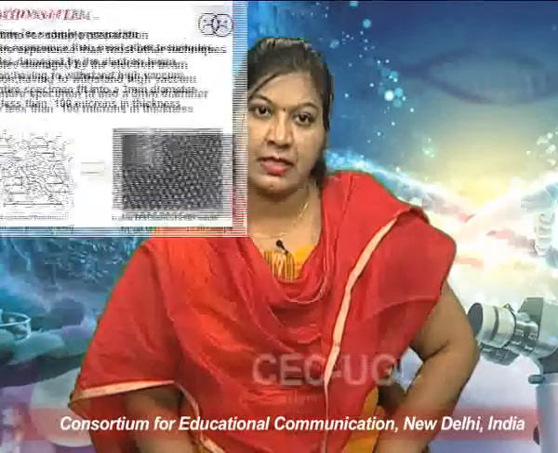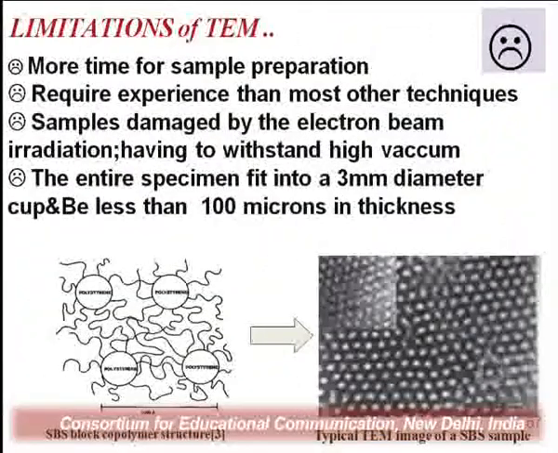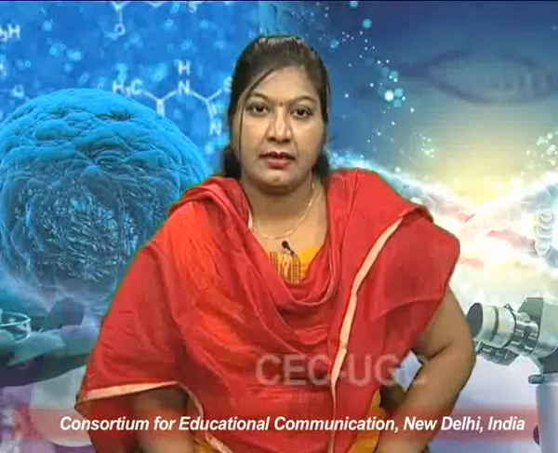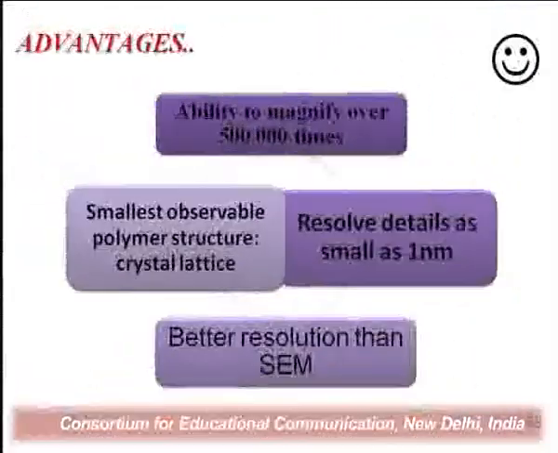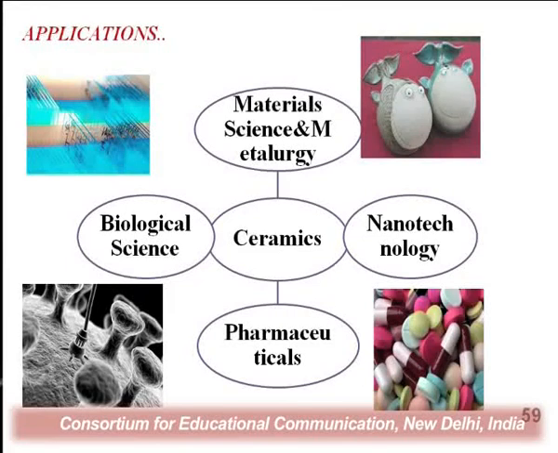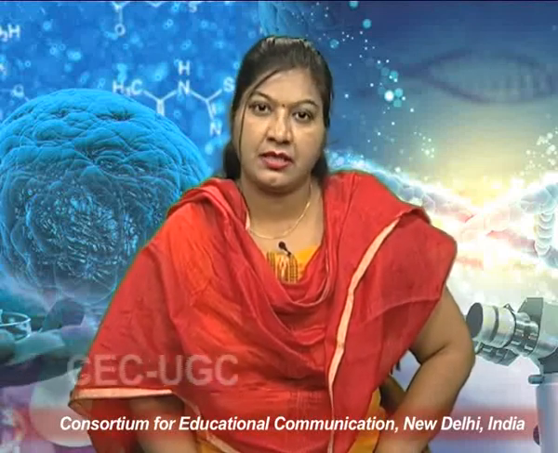Most of the time, sample preparation is time consuming and requires more experience than most other techniques. The sample is sometimes damaged by the electron beam, and it requires high vacuum. The entire specimen must fit into a 3 mm diameter cup and be less than 100 micron in thickness. And these are some advantages of the STM, and these are the applications where the STM is used: in nanotechnology, the biological sciences, ceramics, pharmaceuticals, as well as material science and metallurgy. Thank you very much.